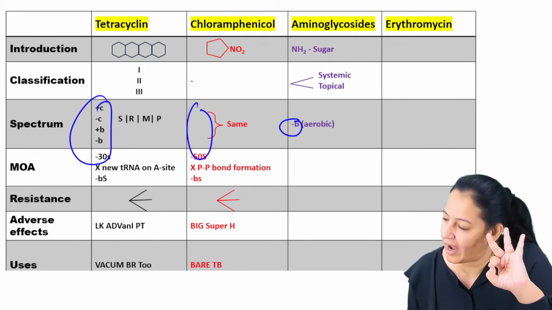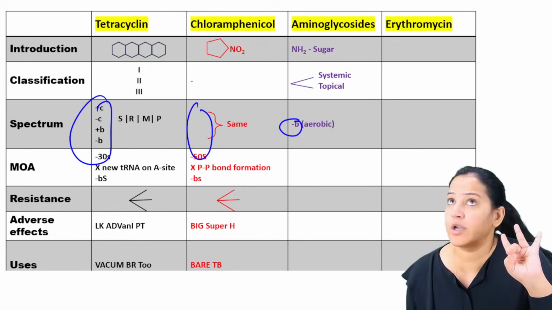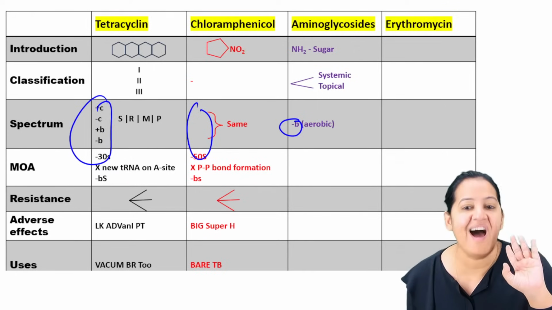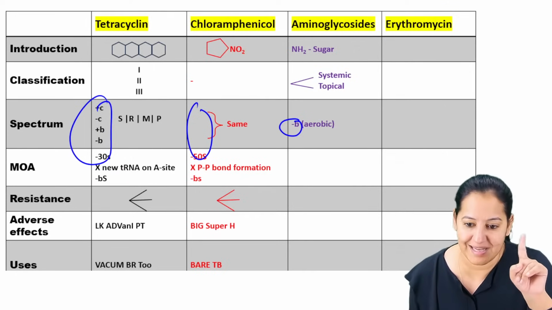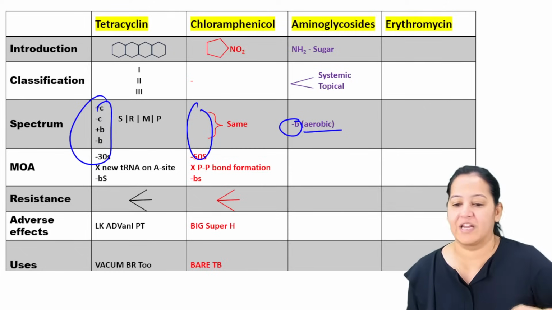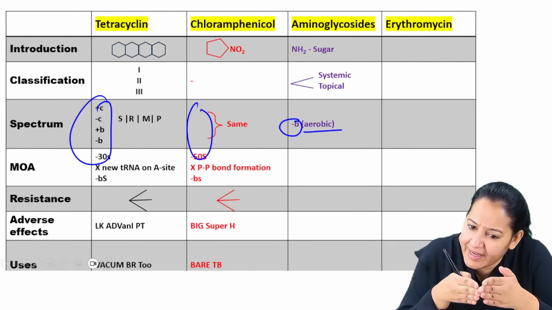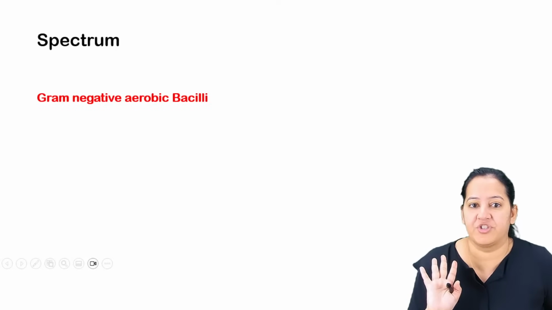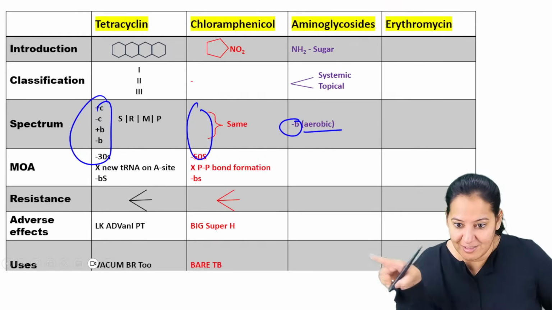Neither gram-positive cocci, nor gram-negative cocci, not even gram-positive bacilli. I said only gram-negative bacilli, and that too aerobic gram-negative bacilli. Very narrow range. So you have to learn. It's a very important question. So please learn the spectrum. Now compare the spectrum of all three.